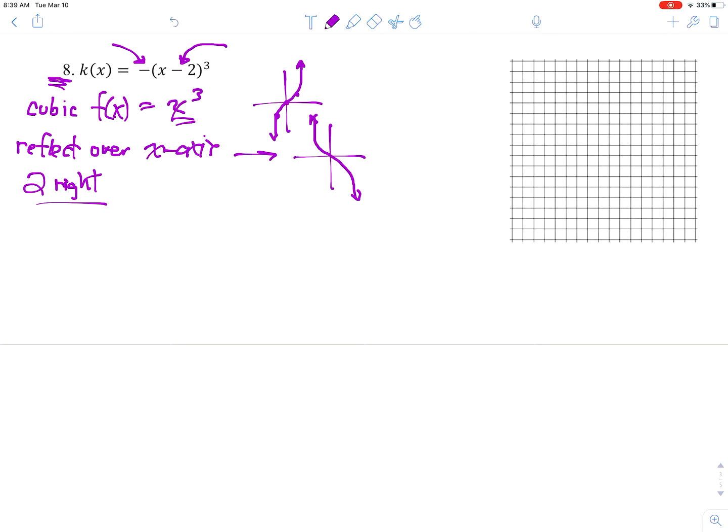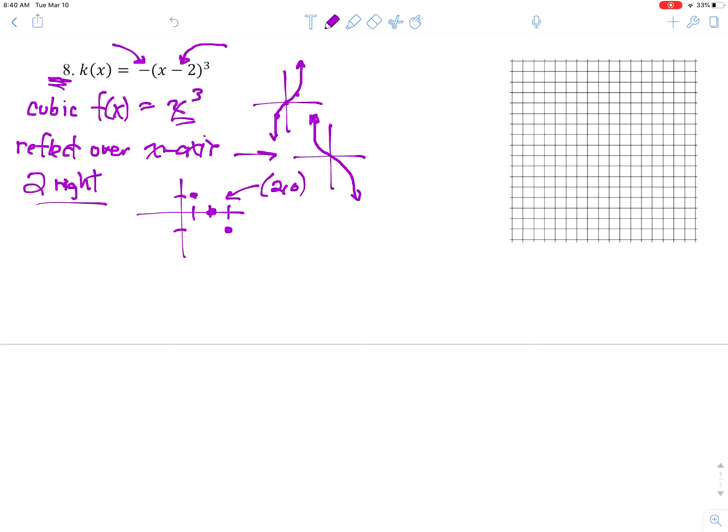And then taking 2 to the right means that for the function that I just graphed here, I'm going to take its anchor point, the 0, the center, and know that now the center is (2, 0). That's where I start. I know that the cubic function has a pattern where I go 1 over and 1 up, or in this case, 1 over 1 up, and 1 over 1 down, since it's reflected over the x-axis.